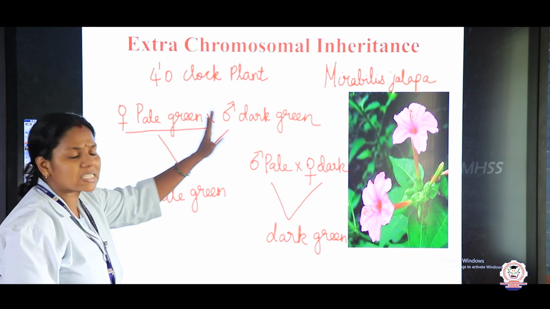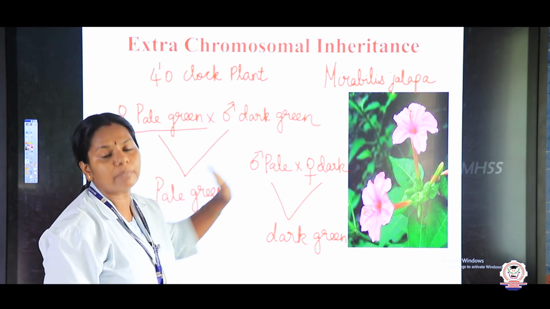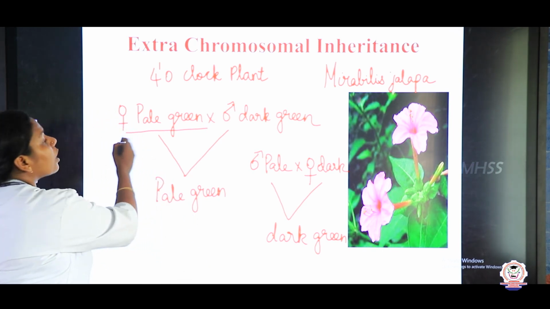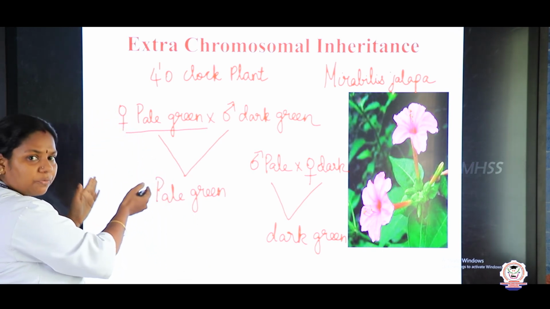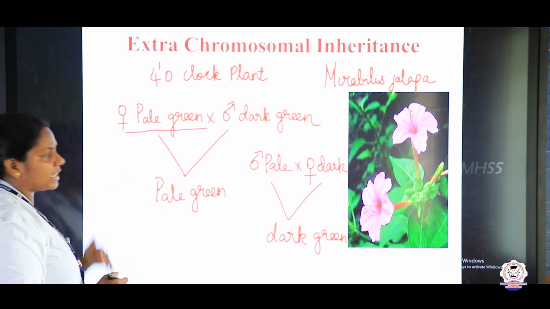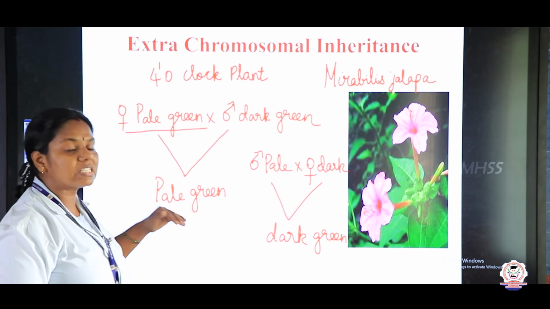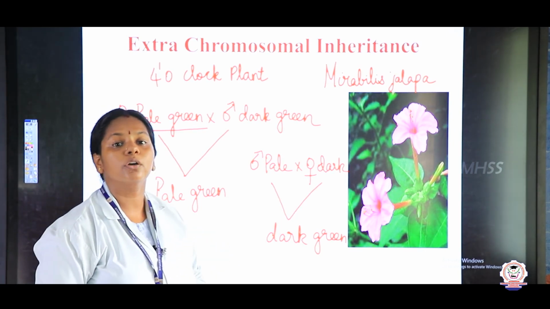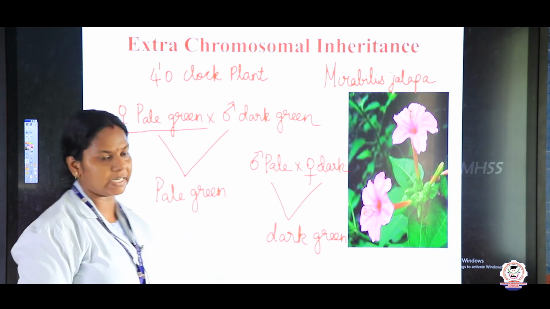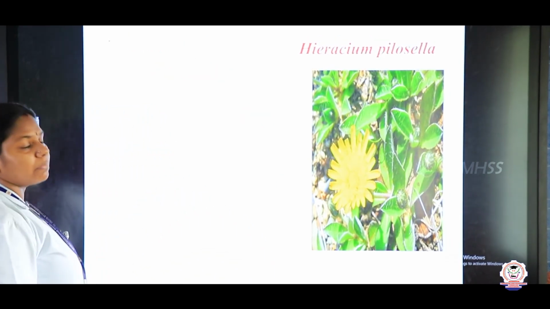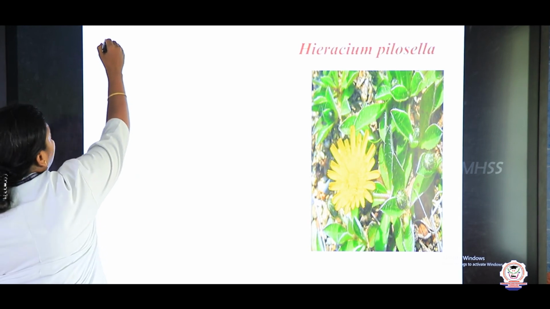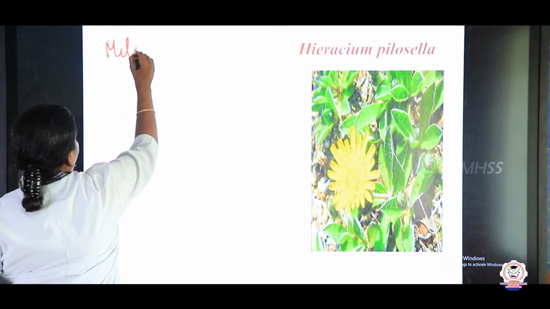So the nucleus does not play any role here. So only the chloroplast of the female is responsible for determining the next generation. So this is an example of chloroplast inheritance. So another example we are going to study is about the mitochondria.